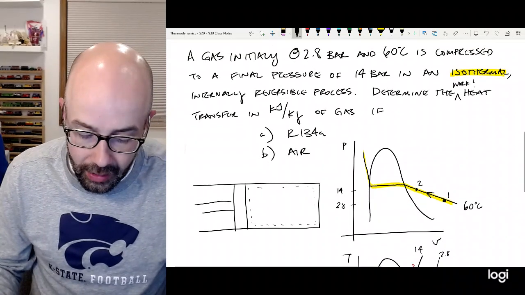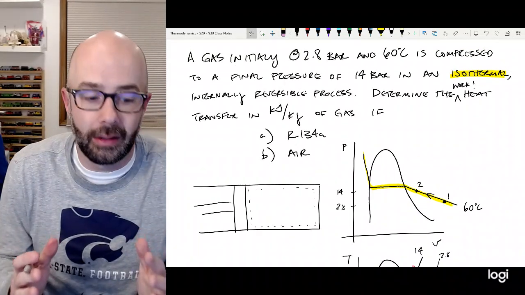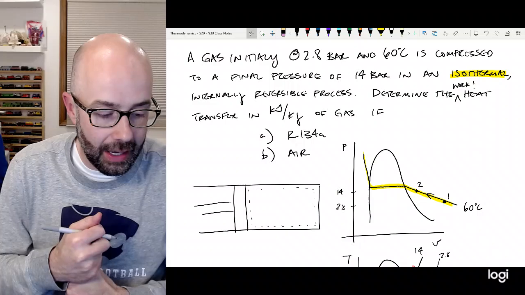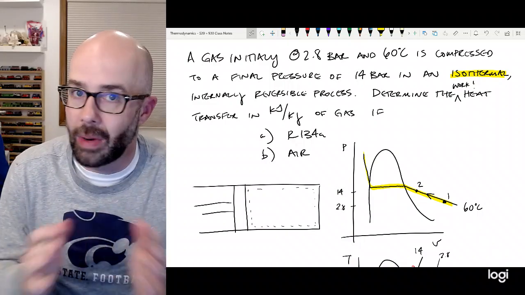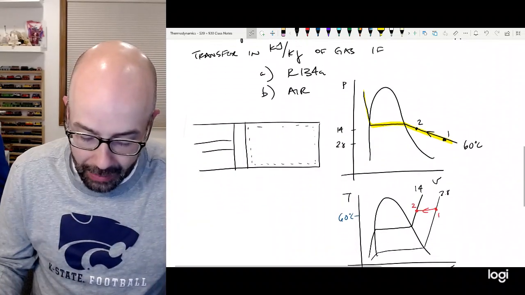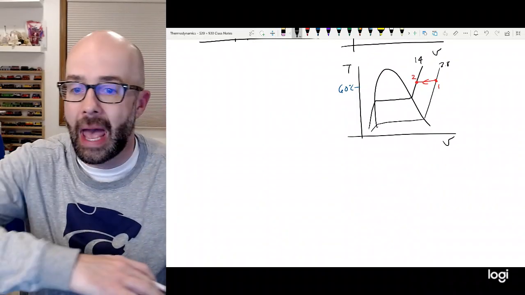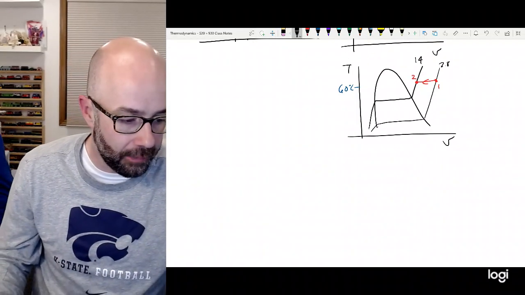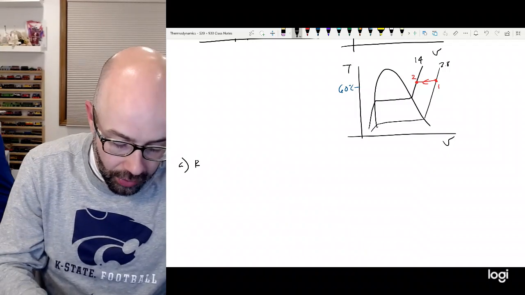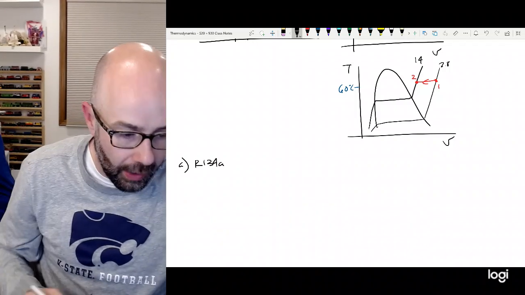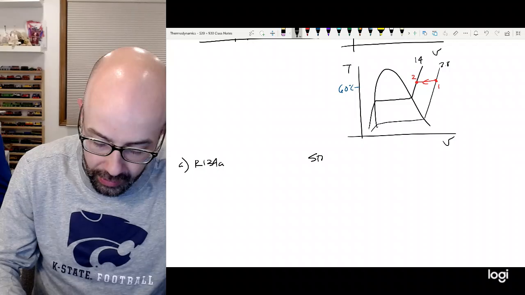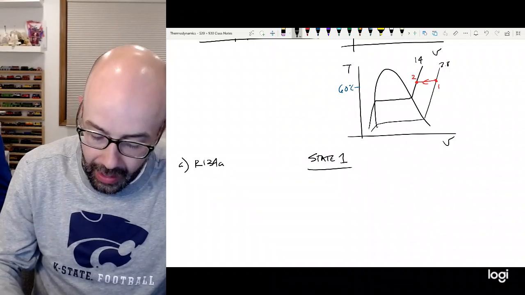And so we know that there is going to be some compression. So all of a sudden our work is going to be a negative work. That should be popping up into our mind right away when we see that problem statement. So a lot of things we know, we haven't even started doing a calculation yet. So let's start here with the R134A. Okay, and we have two states, state 1, and we have state 2.